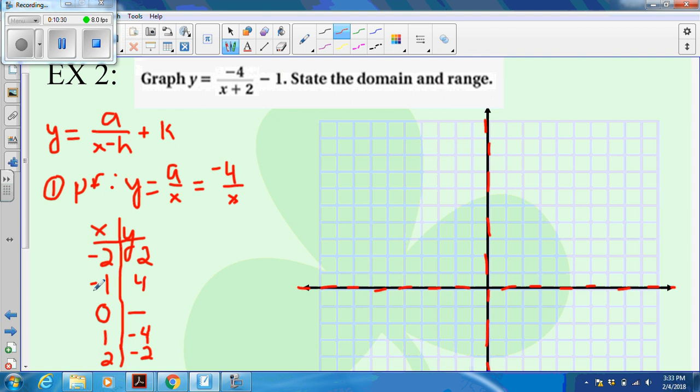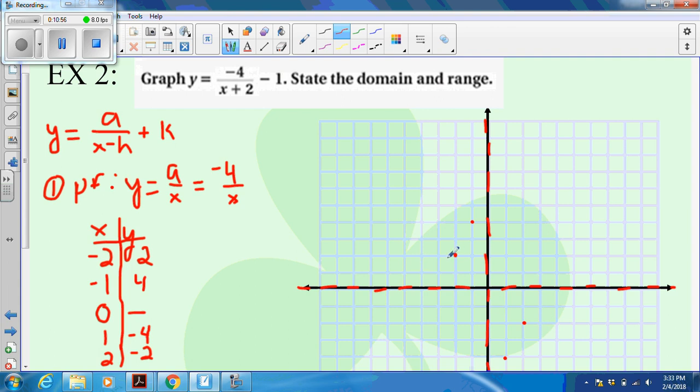Let's go ahead, we're going to graph these points. So I go over 1, 2, and then I go up 1, 2. Okay, negative 1, and then I go up 1, 2, 3, 4. And then 0, remember nothing there. Now I go over 1, I go down 1, 2, 3, 4, and then 2, down 1, 2.